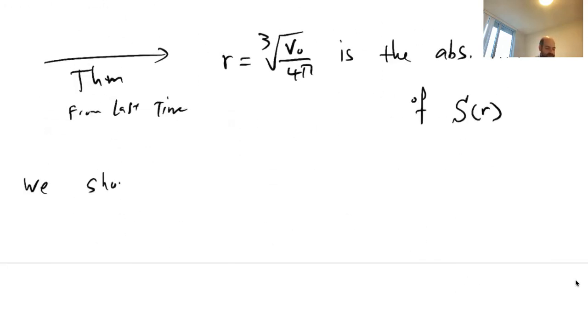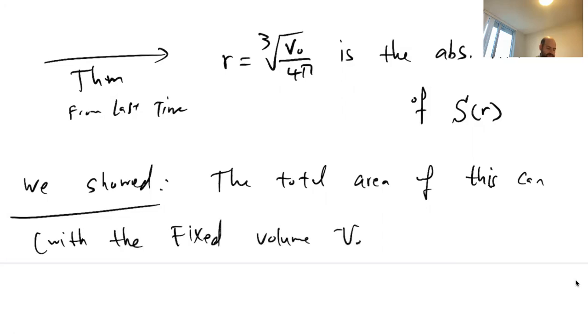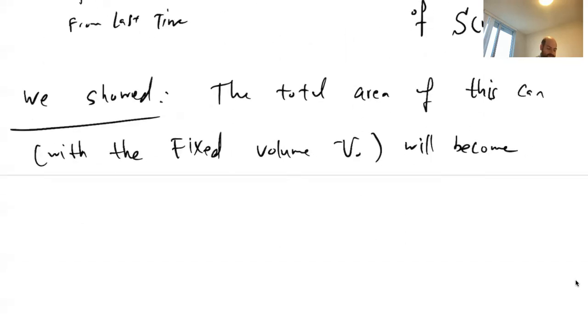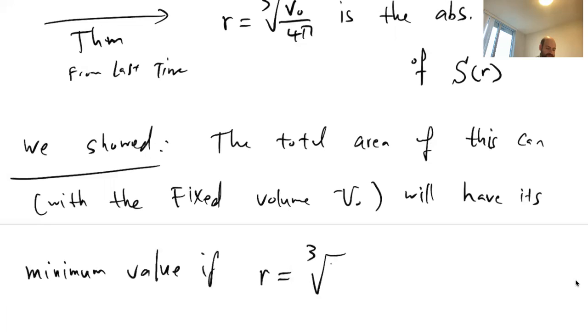So we showed that the total area of this can, with the fixed volume V0, will become minimum, or will have its minimum value, if the value of R is cube root V0 over 4 pi.